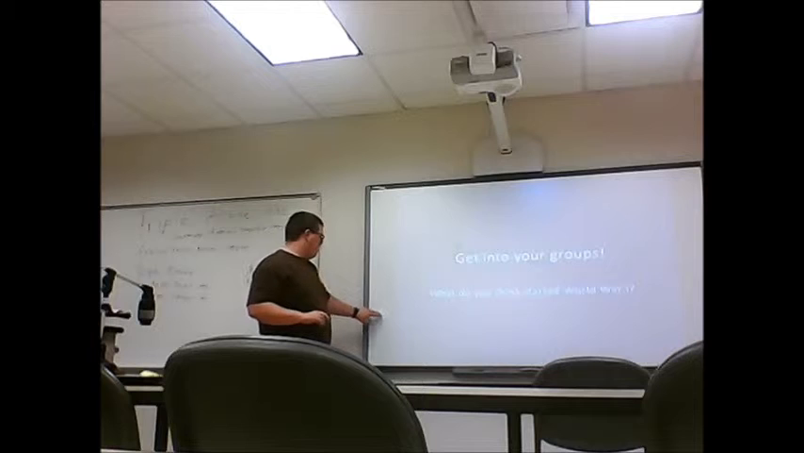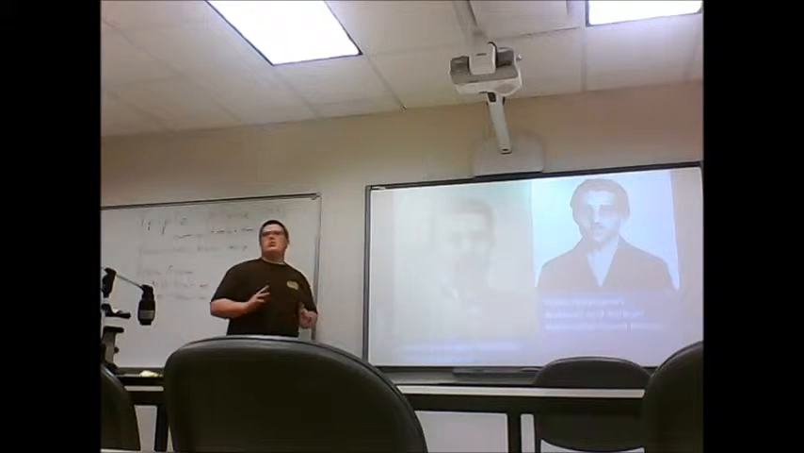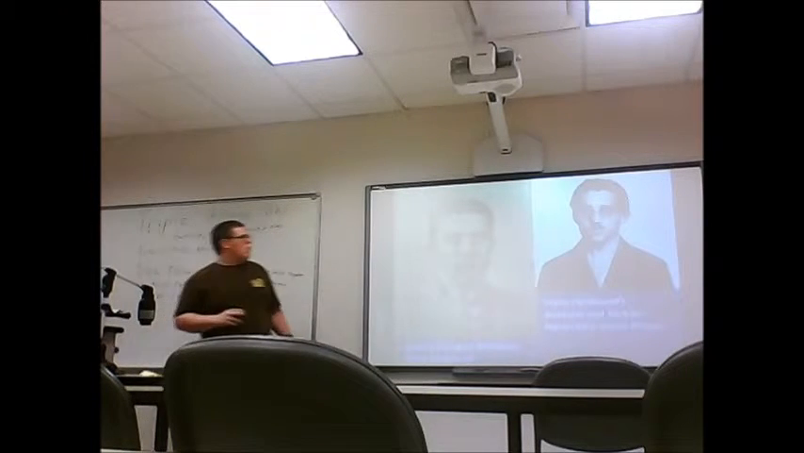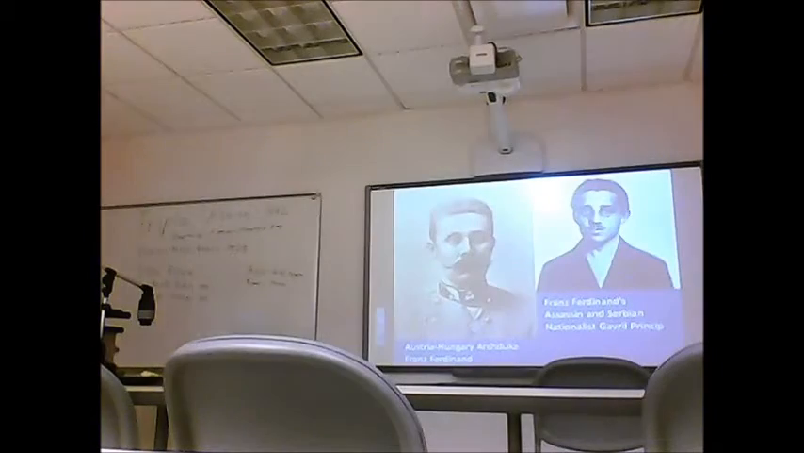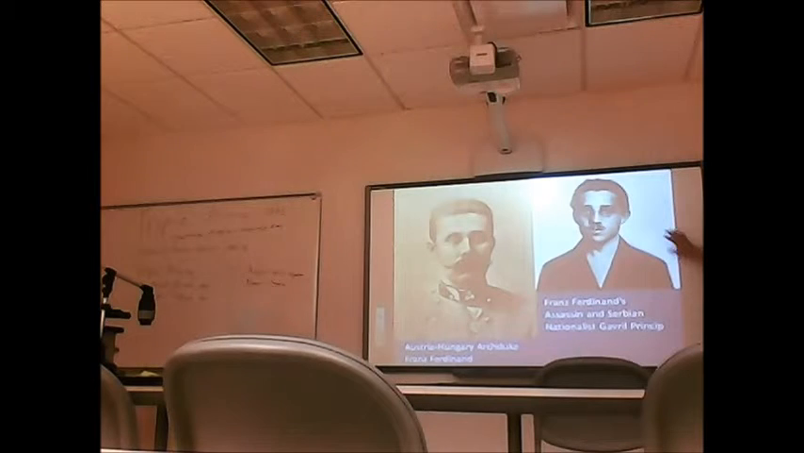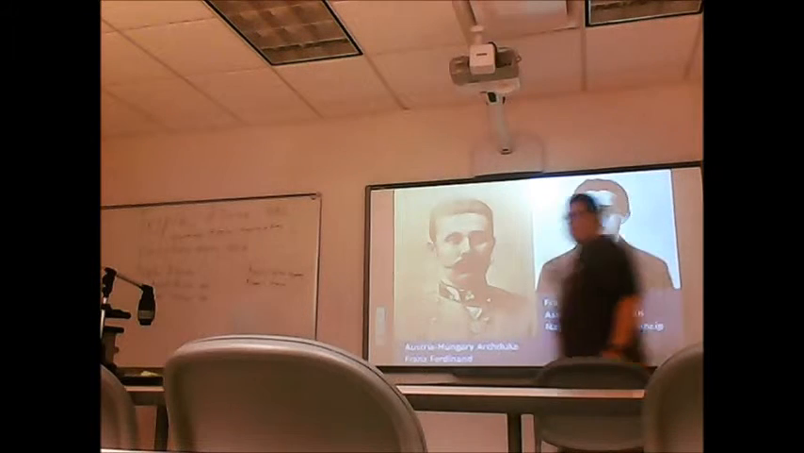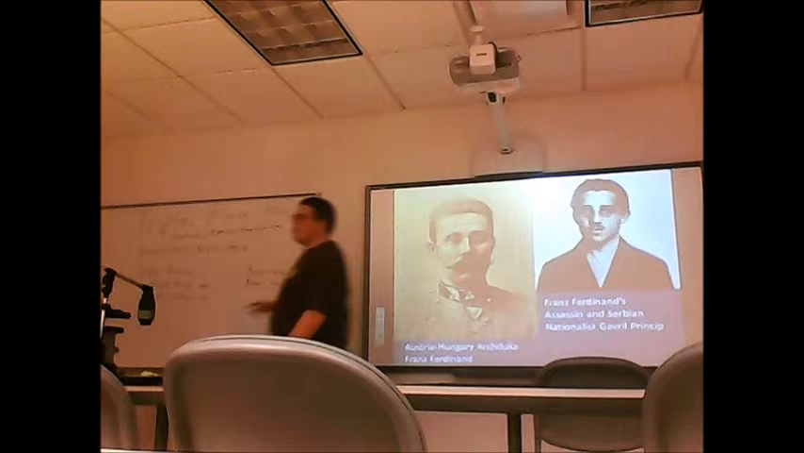Now we will move on to the start of World War I. This man right here is Franz Ferdinand. He was the Austro-Hungarian Archduke, so he was pretty much a prince waiting to take the throne of Austria-Hungary. And this is Gavrilo Princip. He was a Serbian nationalist who assassinated Franz Ferdinand. This in turn would start the war.